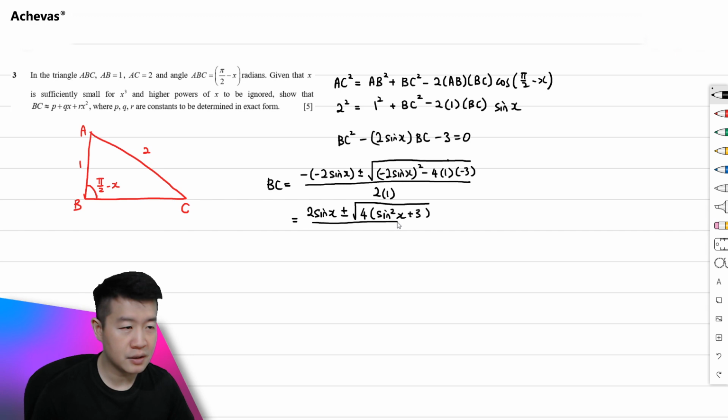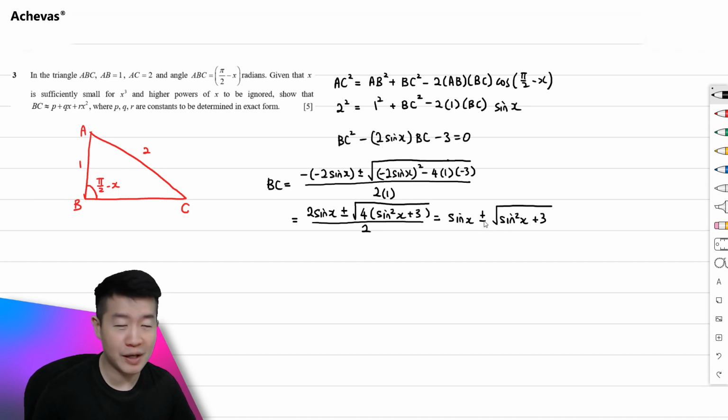This is divided by 2. So 2 divided by 2, this is going to be sine x plus or minus the square root of 4, which is 2. 2 divided by 2, again, will become 1. So we have the square root of sine squared x plus 3.